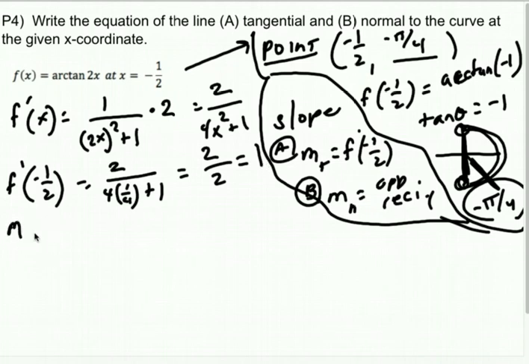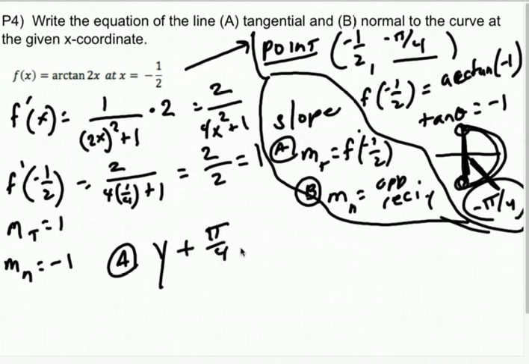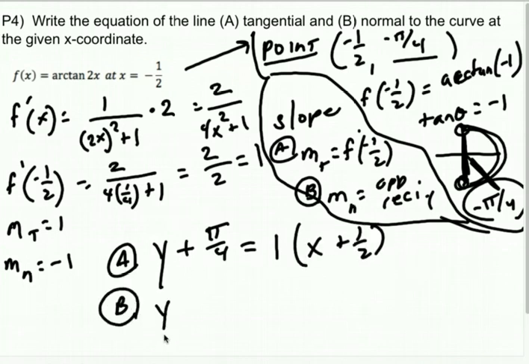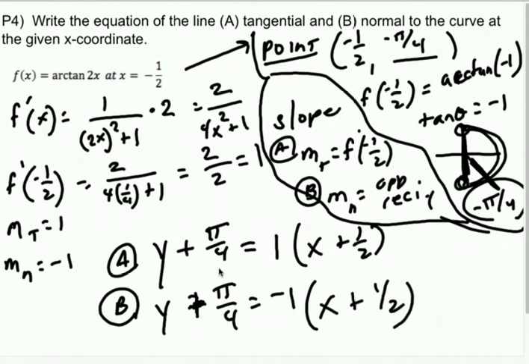Once I know that, my tangent slope is 1. That means my normal slope is technically, if you flip it, you still get 1, and then the opposite part is negative 1. So my answer to A is y minus my y value, which is going to end up being plus pi over 4, or minus a negative pi over 4, equals 1 in parentheses x minus a negative 1/2, or x plus 1/2. And my answer to B is going to be exactly the same, sorry, that's plus pi over 4 with a negative 1 as my slope. And that's my answer.